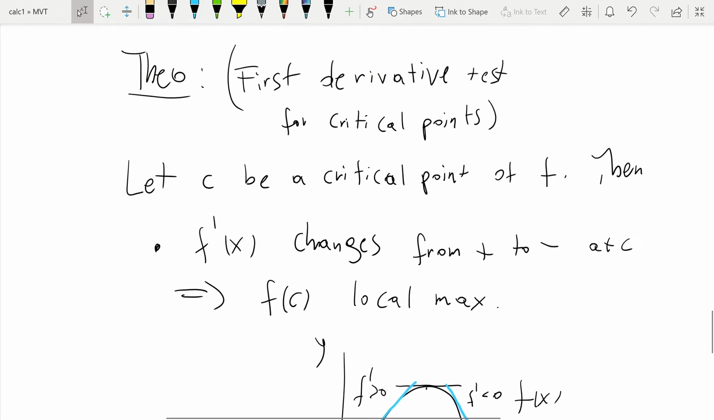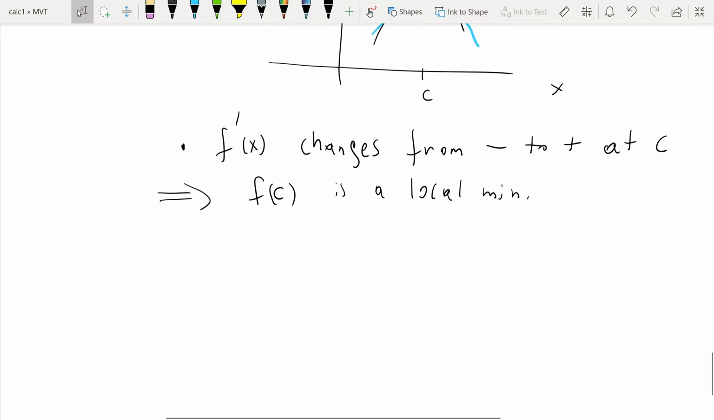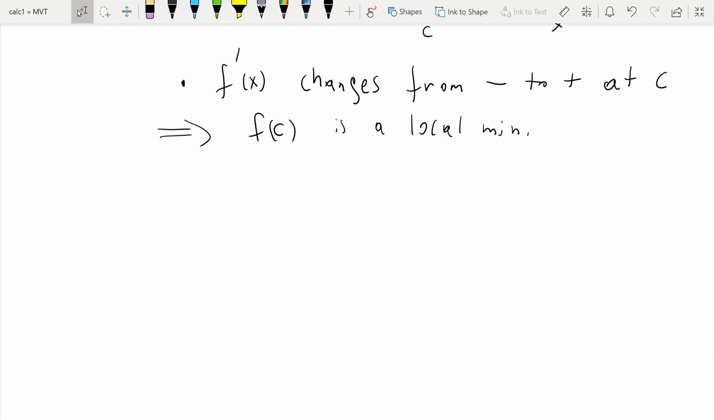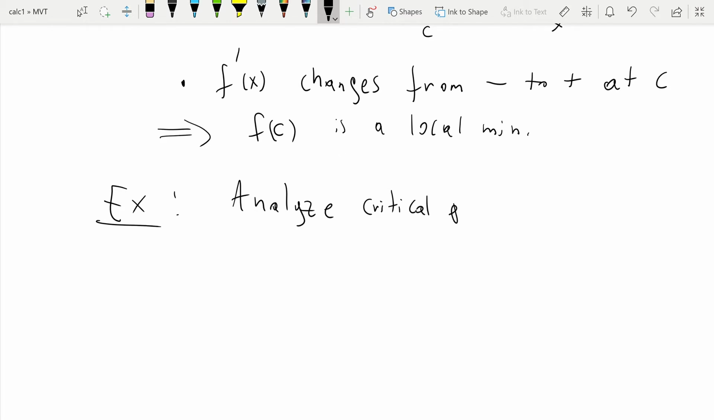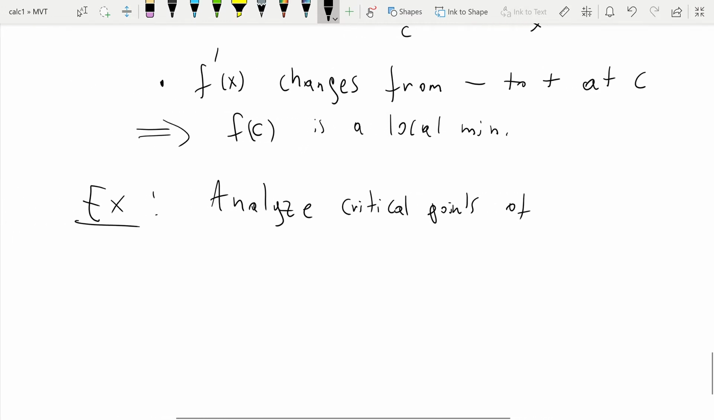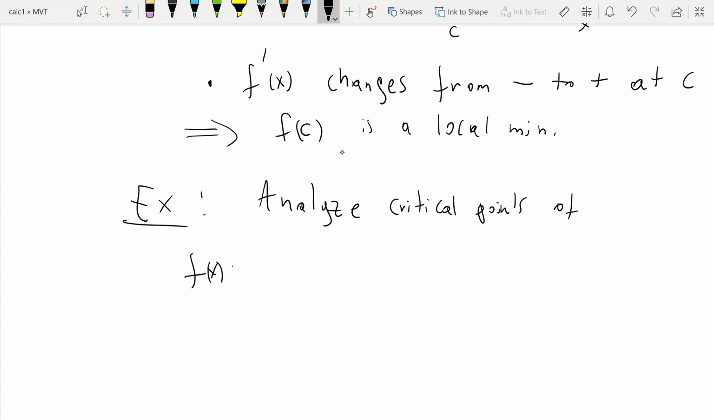The test allows you to say something about a function and its critical points based on the knowledge of the value of f prime near the point at both sides. So let's look at what we mean by that. How do we apply this theorem? Let's analyze the critical points of the function f of x equals x cubed minus 27x minus 20.